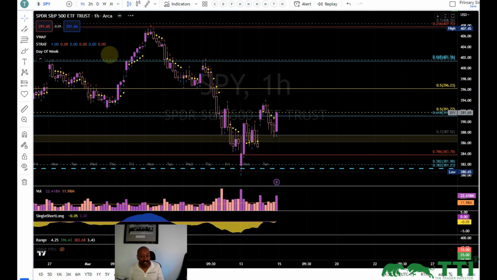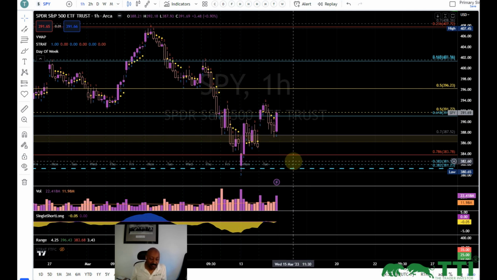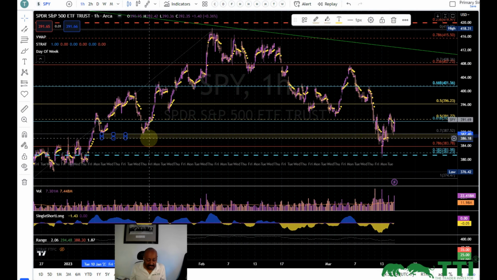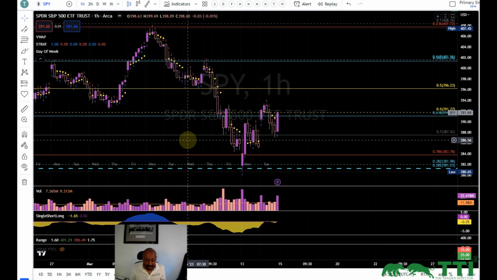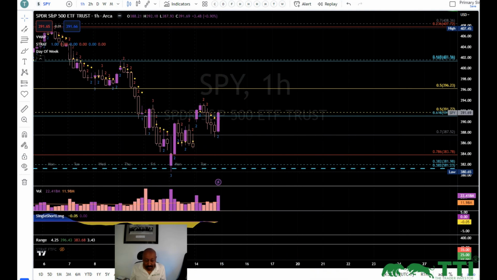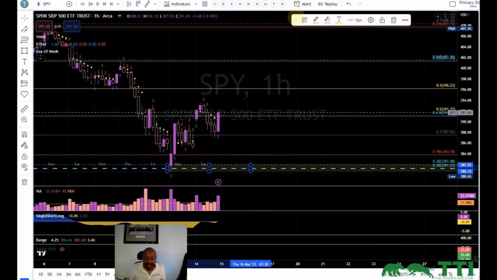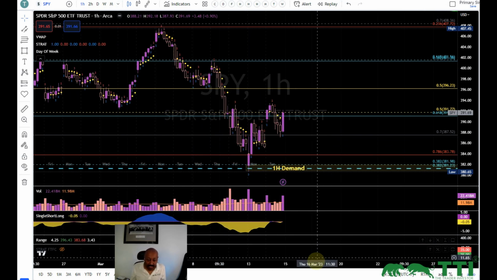So as far as this week coming up, what are we looking to trade? What am I going to look to trade? Again, I'm still biased to the downside. What I'm going to look for is this area as an area of value, this area as a demand zone. That's what I'm going to look at. So there's two things I'm going to look at.